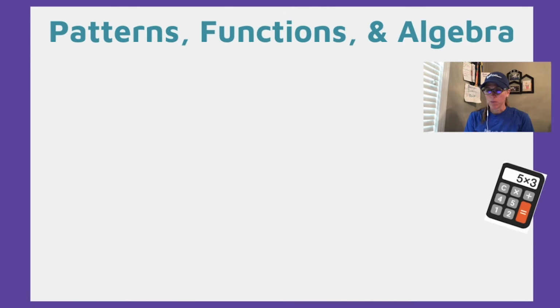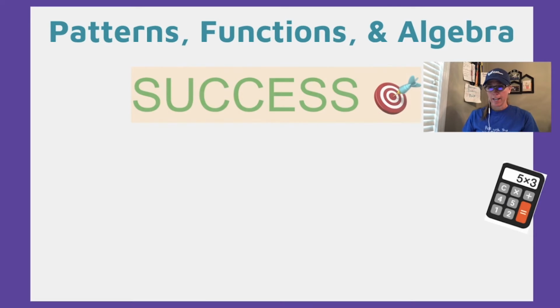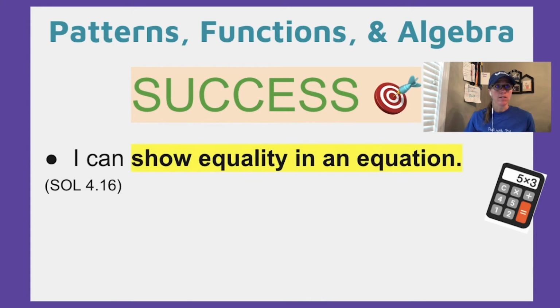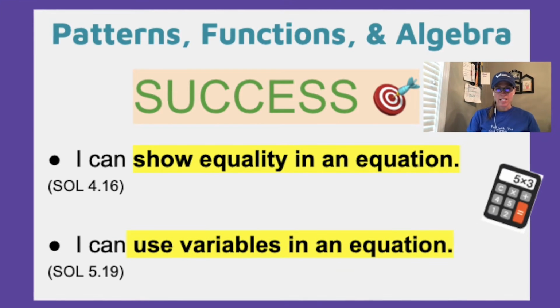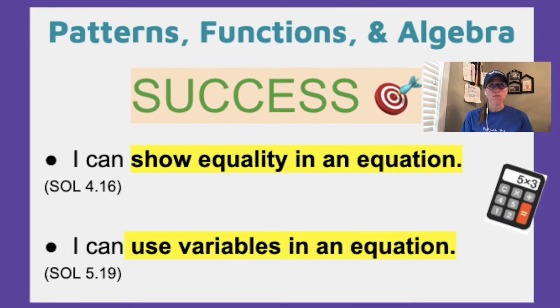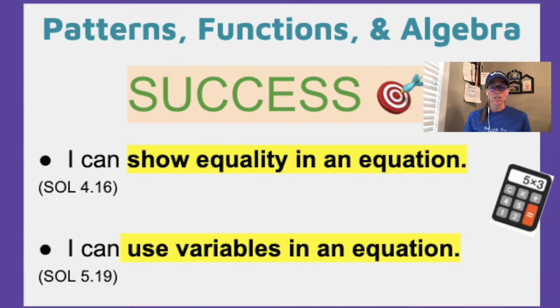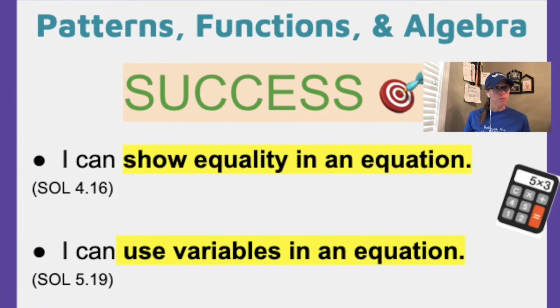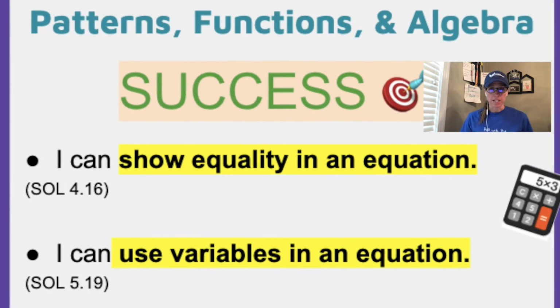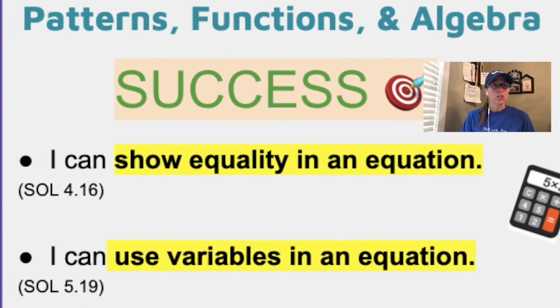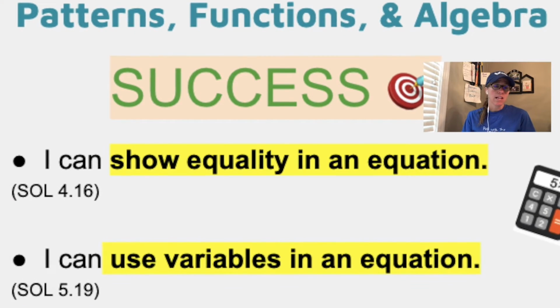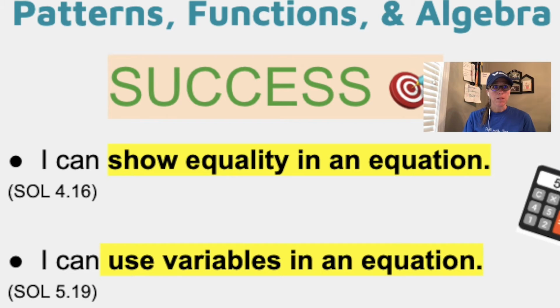The strand of math that we're going to be looking at today is a strand called Patterns, Functions, and Algebra. And in this strand, we're going to be knowing that we're successful. Our success target would be if we can show equality in an equation, and if we're going to start to be able to use variables in an equation. So these SOLs are taken some from 4th grade and some from 5th grade. But first, before we begin looking at some equalities, let's take a look at some vocabulary that we might be using today.